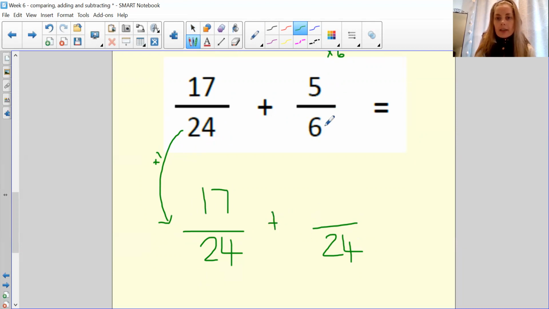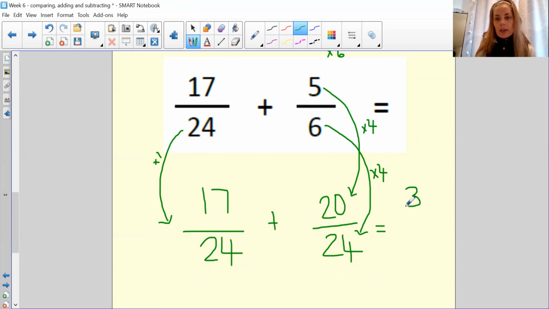Right, what did I do to 6 to get 24? I times it by 4. So whatever I do to the one number, I need to do to the other number. So I also must times this by 4, and I get 20. Okay. Now that my bottom numbers are the same, I can then add my top numbers. So it's going to be 37 over 24.